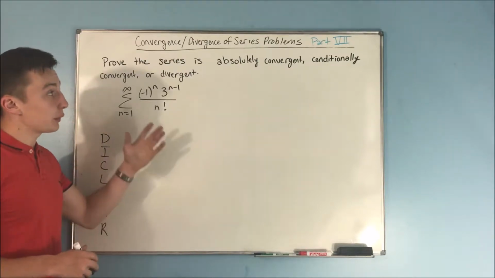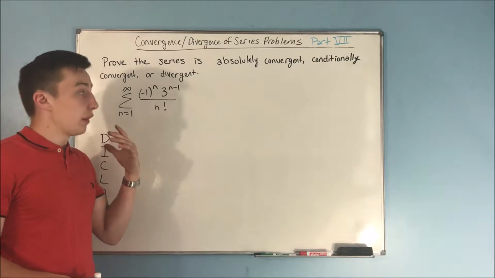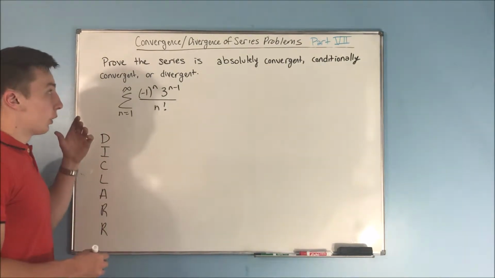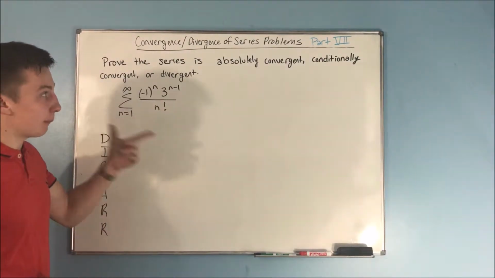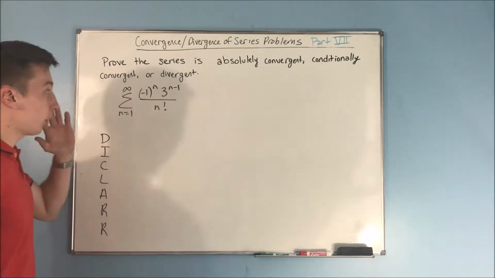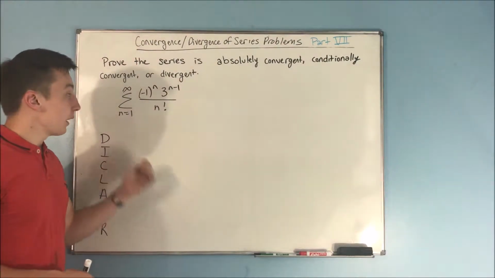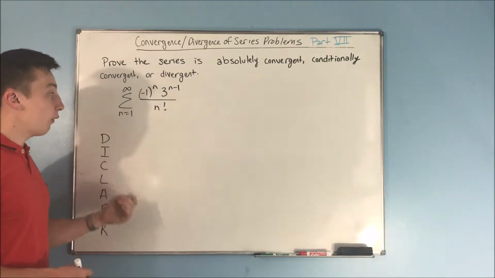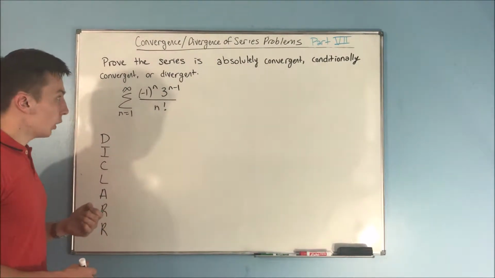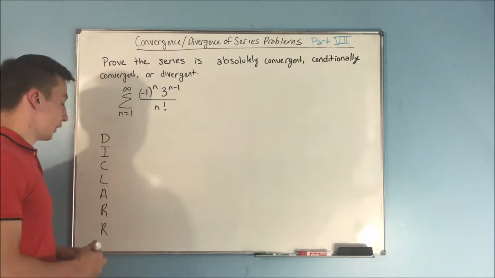Alright, so this video is going to be part 7 of our convergence divergence problems with series. We want to prove that the series is absolutely convergent, conditionally convergent, or divergent, and our series is right up on the board here. The sum from n equals 1 to infinity of negative 1 to the n times 3 to the n minus 1 over n factorial. Now you see this factorial here, go right to ratio test.